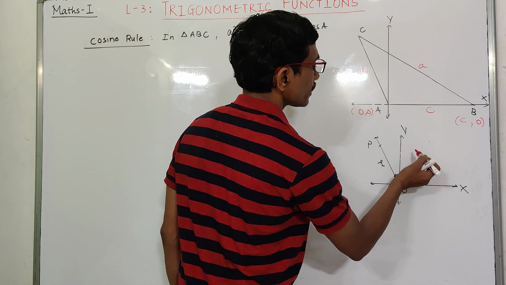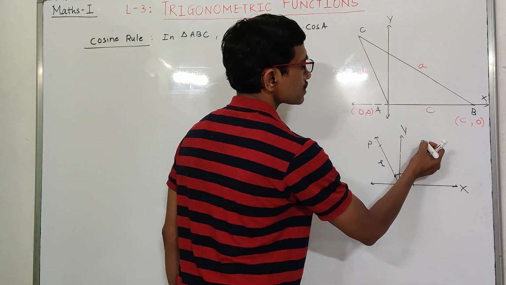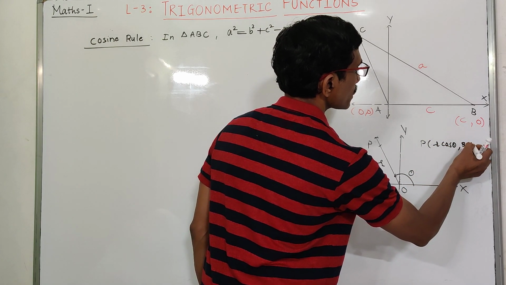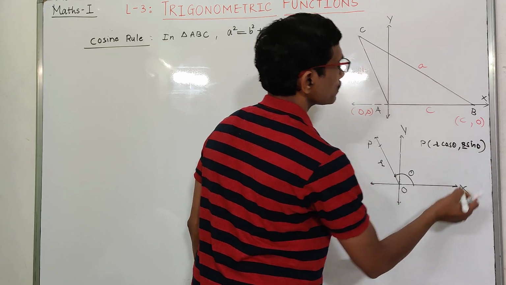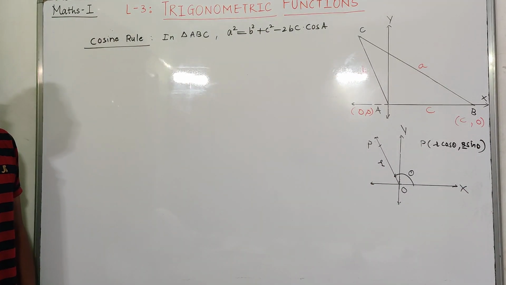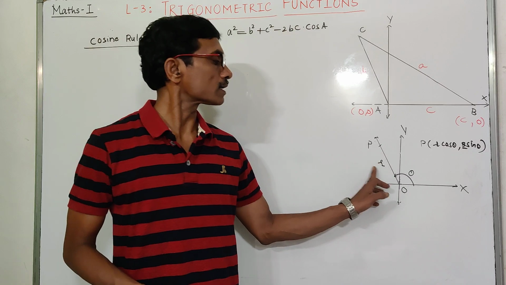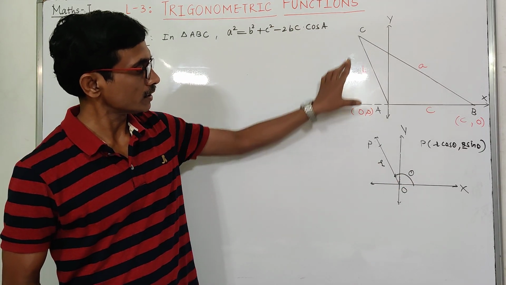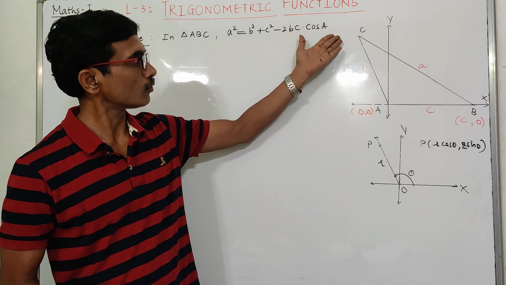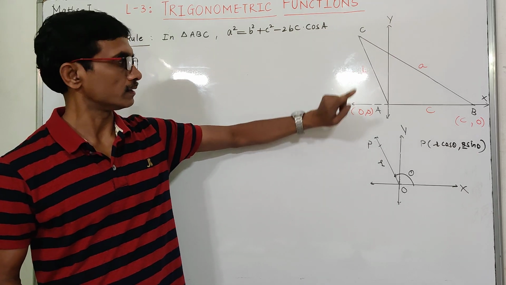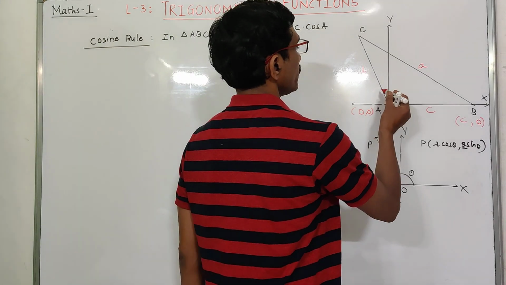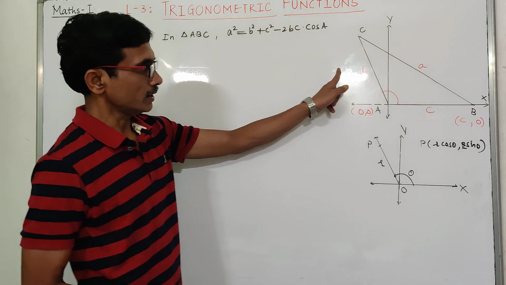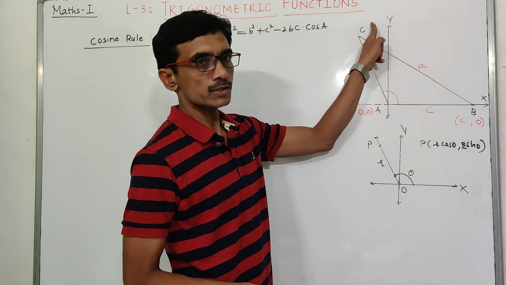So therefore, the coordinates of P are given by r cos theta and r sin theta. These are the polar coordinates of point P. Compare this with this. इस अरेंजमेंट को इसके साथ कंपेयर करना है. So what will be the polar coordinates? In place of r there is b, and the angle is the interior angle A. So therefore b cos A and b sin A will be the coordinates of C.